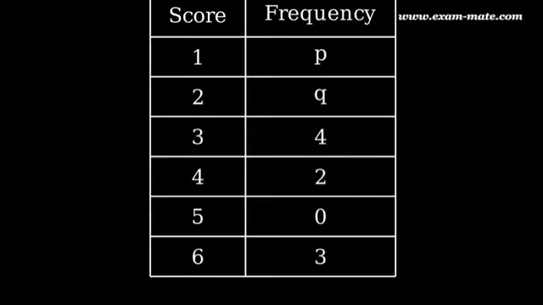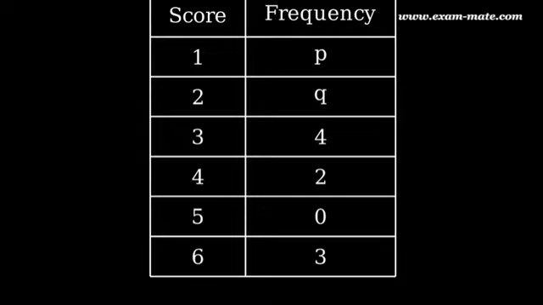Let's solve this probability problem involving dice rolls and frequency tables. Claire rolls a 6-sided die 16 times and records the results in this frequency table. We can see that some scores occurred with known frequencies, while others are represented by variables p and q. We're also told that the mean score is 3. Let's solve this step by step.